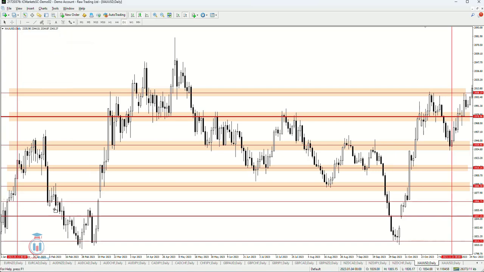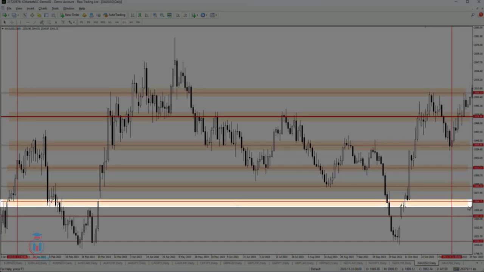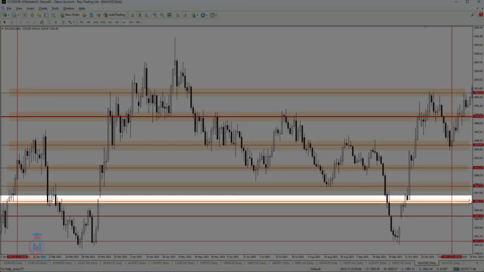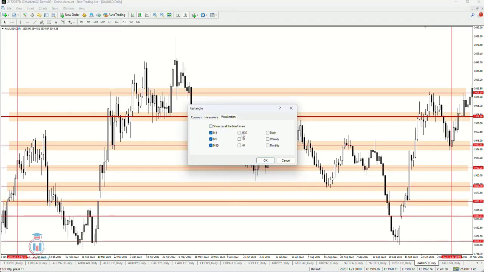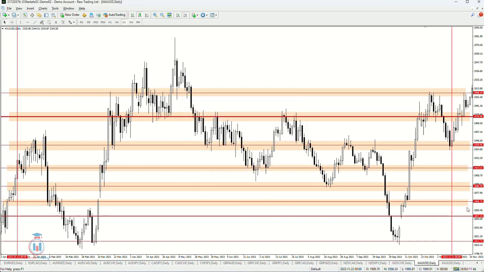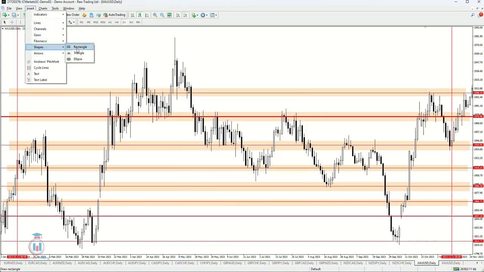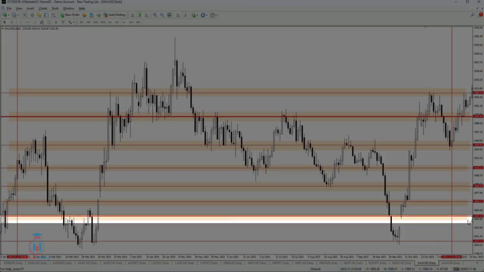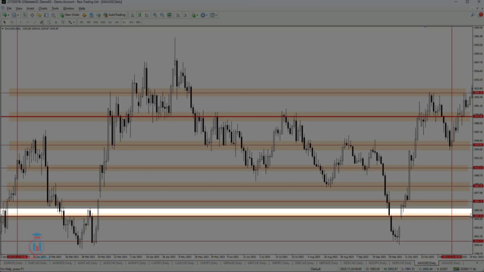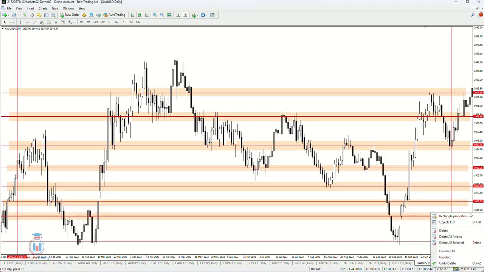Again, shapes, rectangle. Let's put this one here. This is where the price is touching most of the time, and this is the area also with the wicks and the open and close price. Change the properties to show only up to the daily time frame. And let's put this one here. This one is here on the upper side. Let's check where the price is touching. And here it is.